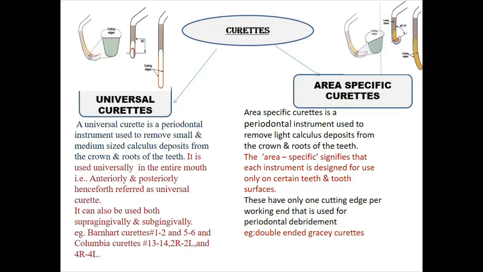Whereas area specific curettes are meant to remove light calculus deposits from the crown and roots of the teeth. It signifies that each instrument is designed for particular teeth and even a certain aspect of a particular tooth. In this, we have one cutting edge per working end, and this cutting edge is only used for the periodontal debridement. There are various kinds of Gracey curettes. The conventional Gracey curettes are numbered from 1, 2 to 13, 14. Starting from your anteriors, incisors, to your premolars, canine, then facial surface of your molars, mesial aspect of your molars, and distal aspect of the molars, they have been designated different numbers.